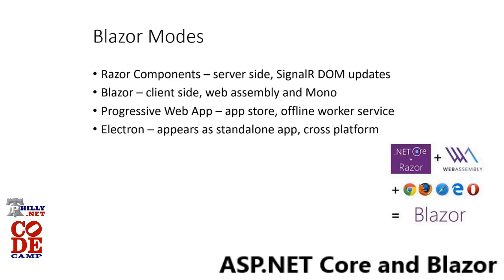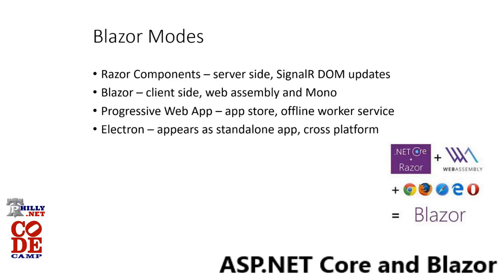The second way is what I just demonstrated, which is actually using client side and using WebAssembly and Mono. The third way is to build a Blazor app like I just demonstrated, but put it inside of a progressive web app. To do that, you add something called a manifest, you add a worker service so it can work offline, then you basically have a phone app that you can put in the store. And the last thing you would do is you would take the Blazor app and you would put it inside something called Electron.